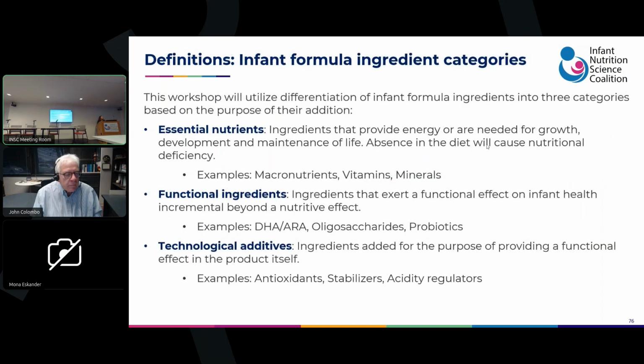Again, looking at these definitions, we talked about this exhaustively, but just to recenter us here. Essential nutrients are those where the absence would lead to nutritional deficiency. We are not talking about those today. There are very clearly established pathways for looking at preclinical and clinical investigations for essential nutrients. At the bottom, technological additives. Again, we are not discussing those today, although we can bring these up as examples if they have some potential function inside the infant, but we really are focused on functional ingredients.